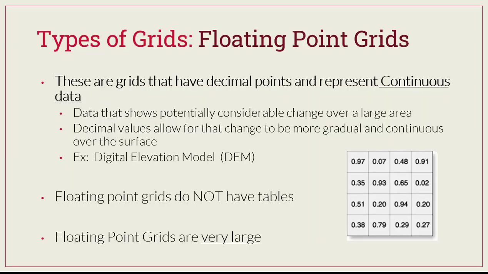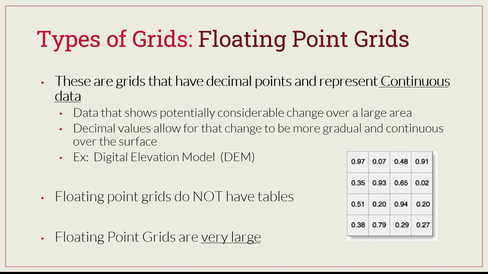The opposite of that, in contrast, floating point grids are those where the data has decimal values. Floating point grids best represent continuous data where change can be shown more gradual over the surface. A common example of this is the digital elevation model, or bathymetry, or precipitation, or a lot of our climate data, where we have decimal values associated with the data for our study area. The numbers represent real data, but the user has to know the units that are associated with that number.